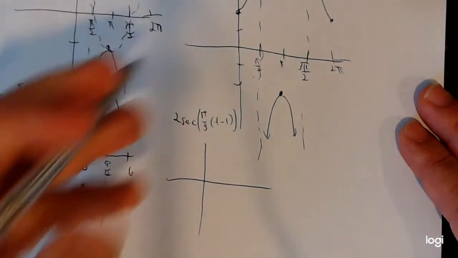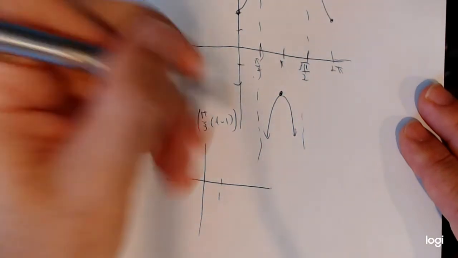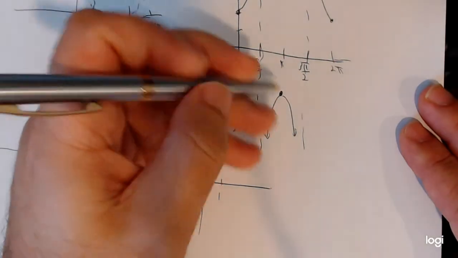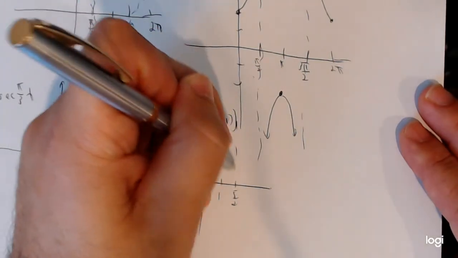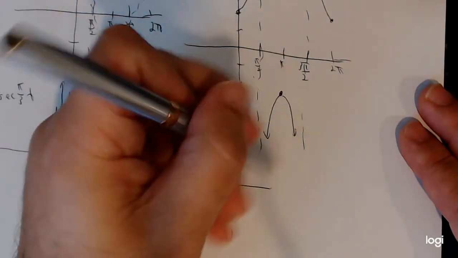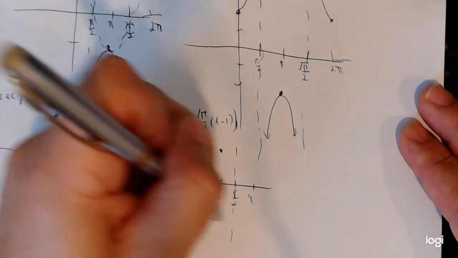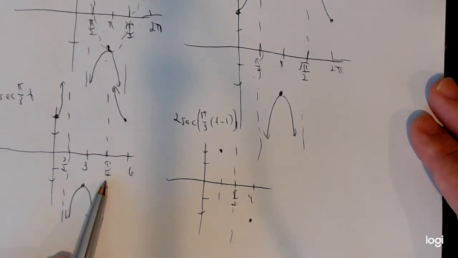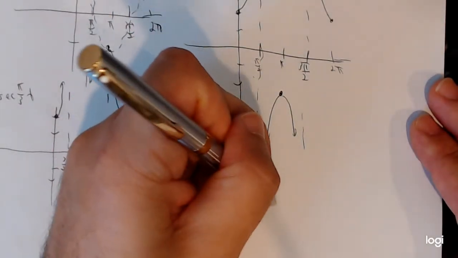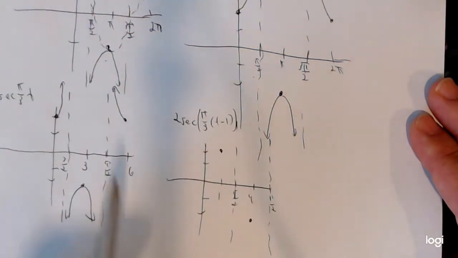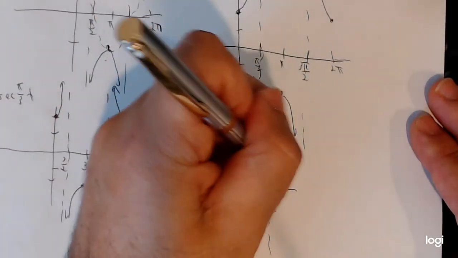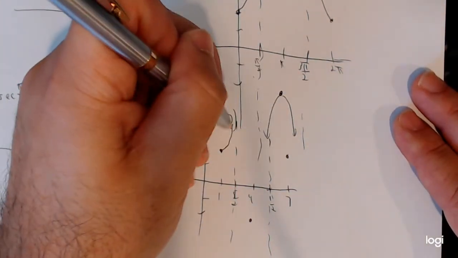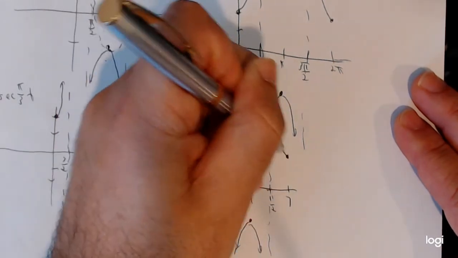So at 0, now it'll be what? 1. And 1, it'll be 2. At 3 over 2, if I add 1 to that, that becomes 5 over 2. That's my vertical asymptote. And then at 3, if I add 1 to that, that becomes 4. It's negative. And then at 9 over 2, if I add 1 to that, it'll become 11 over 2. We have a vertical asymptote. And then at 6, if I add 1 to that, that becomes 7, which then becomes 2. So this goes up, down, up.